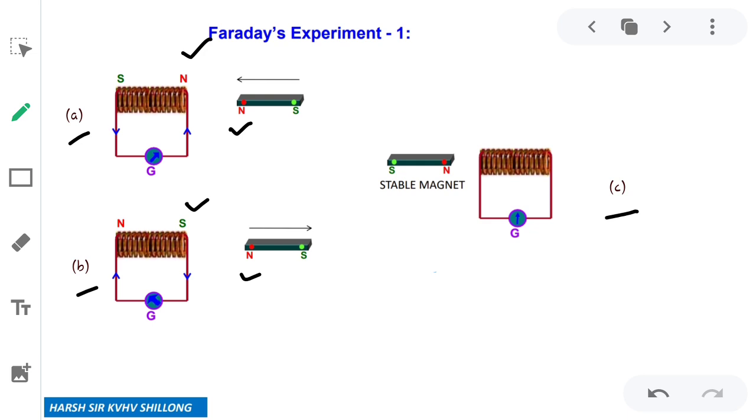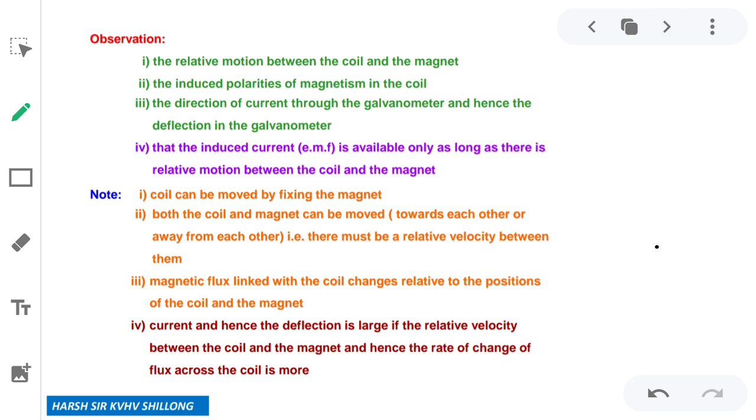In the third case, neither the coil nor the magnet is moved; both are stable. So there is no current, actually zero current. So what did we observe from these three cases? You can read the points. The main point is simple: whenever the magnet has a relative motion with the coil, then current or EMF is induced in the coil, else not.